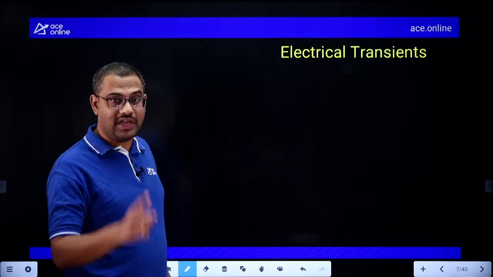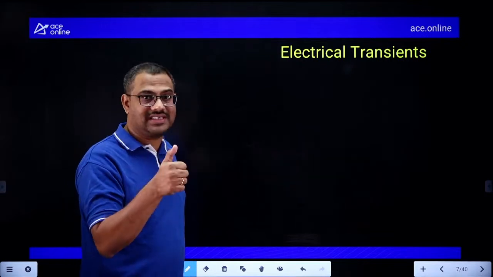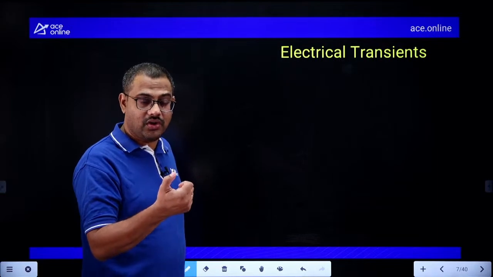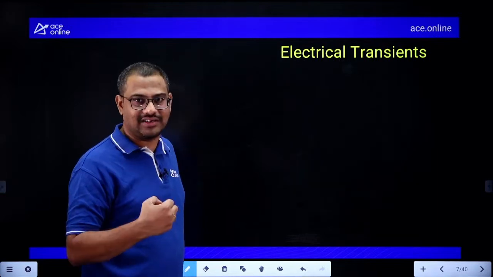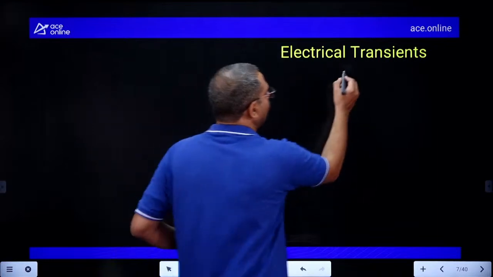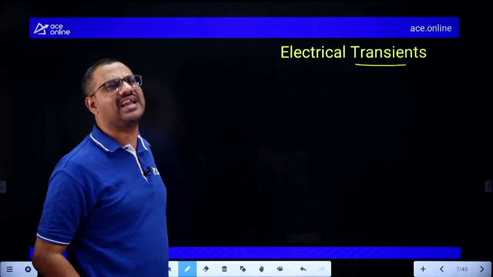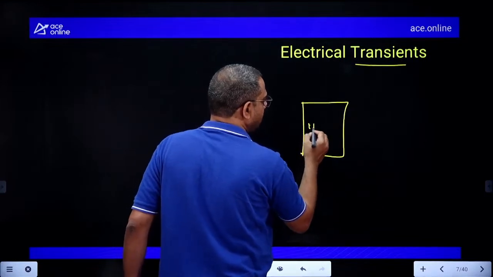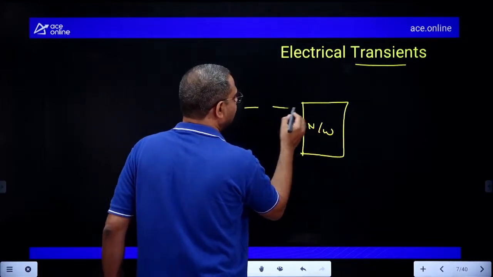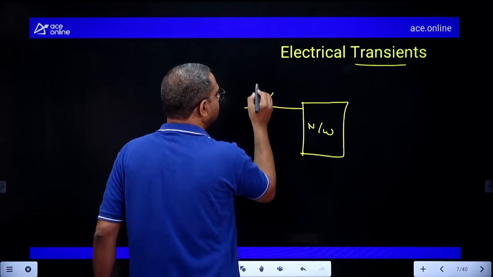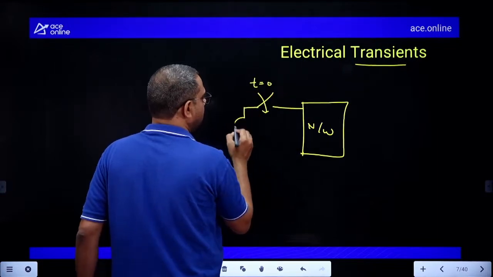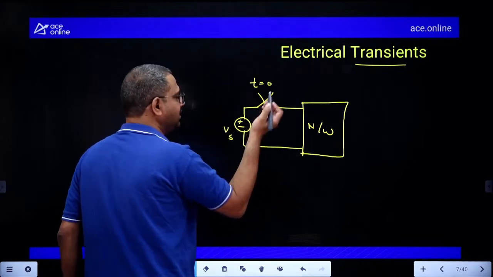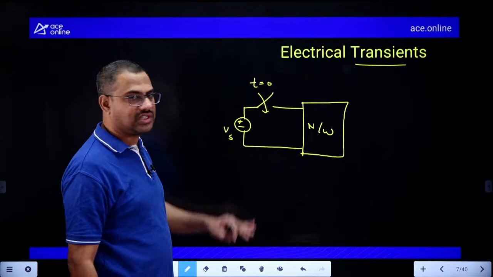But in this chapter, we are going to discuss how it is starting, what way it is going, whether the network is stable or unstable, and how to make it respond faster. All this is the concept. So this is called electrical transients. Transients is nothing but dynamic response. So there is a network, and a source is suddenly turned on. If it is a DC source, DC transients. If it is an AC source, AC transients. So it is like a source turning on.